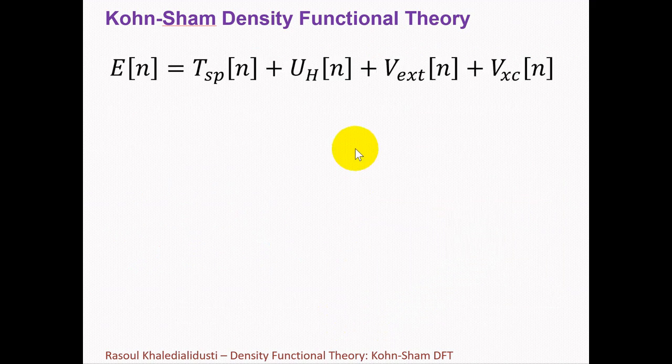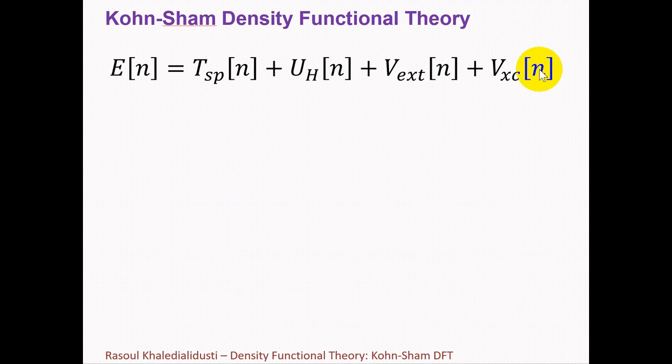So let's do the following. We know that the energy is a combination of kinetic energy, electron interaction, which is called the Hartree term and is exact, ion-electron interaction, the external potential, in a mean field kind of way, and exchange correlation energy, which is sort of everything.